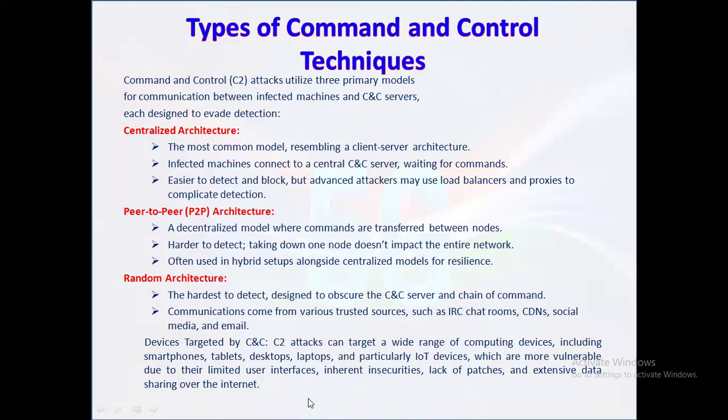Hence, the C2 attack can target a wide range of computing devices, including smartphones, tablets, desktops, laptops, and Internet of Things devices, that is IoT devices. IoT devices, in particular, are at increased risk due to several factors. They often have limited user interfaces that make them harder to control. They are typically designed with inherent security vulnerabilities and may not receive regular patches or updates. Additionally, IoT devices frequently share large amounts of data over the internet, further increasing their susceptibility to C2 attacks.